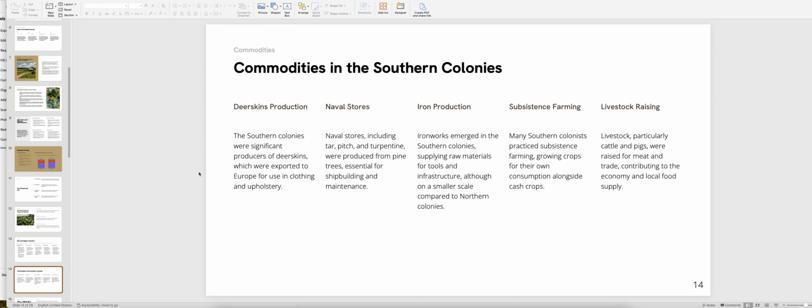These are rather minor. I don't want you to think that it's only those three things. You've got deerskin. You've got the things that are used in the production of ships, such as tar, pitch, and turpentine. You've got some iron production, but not very much.